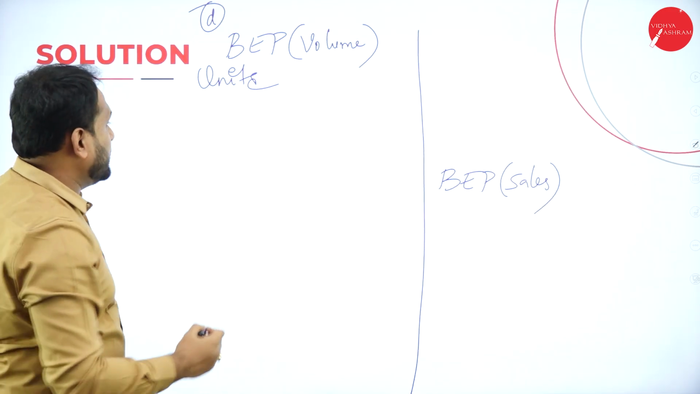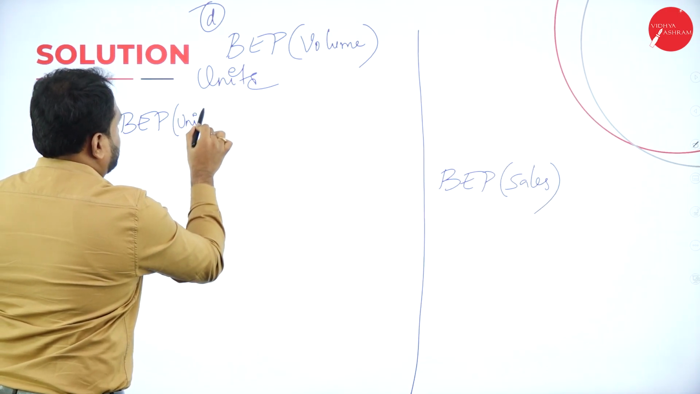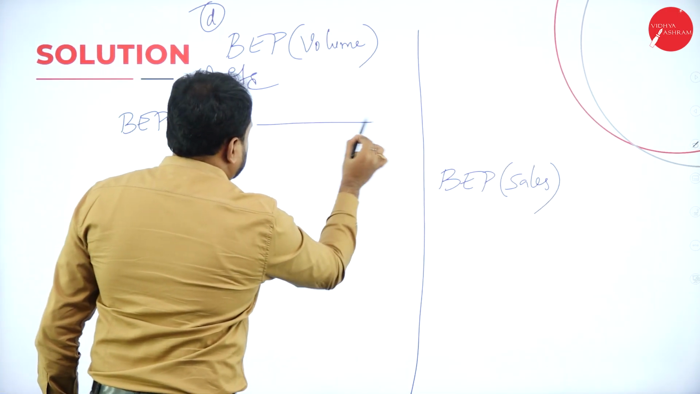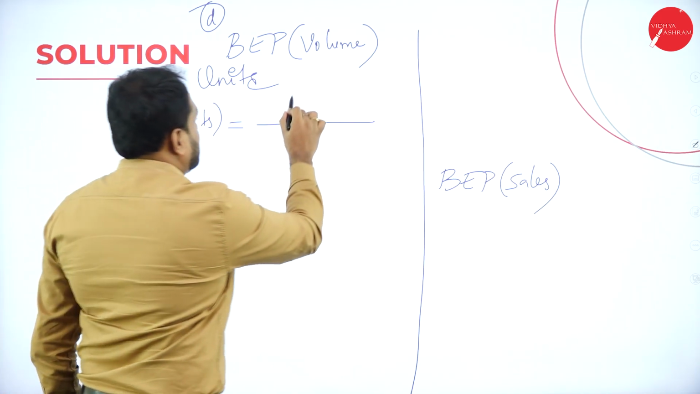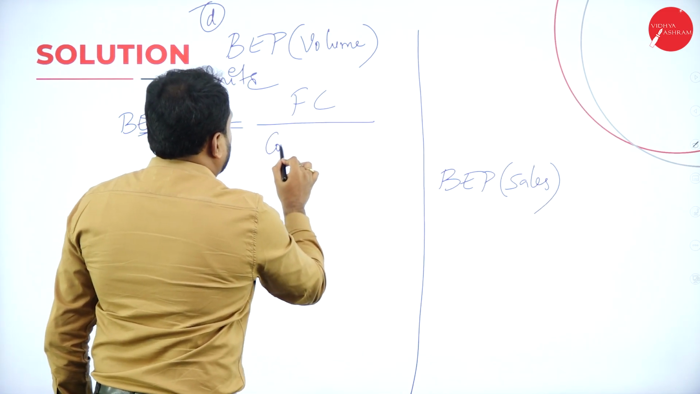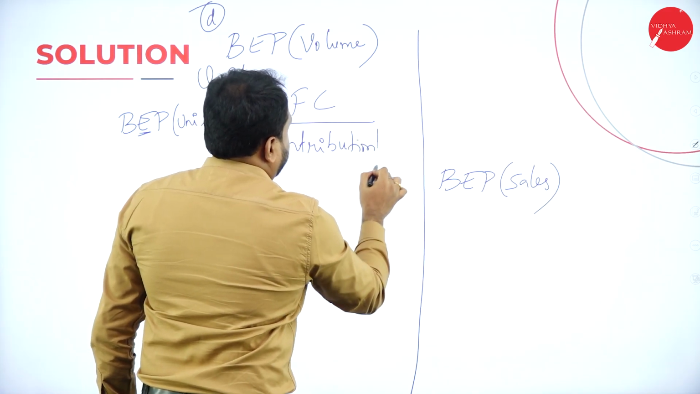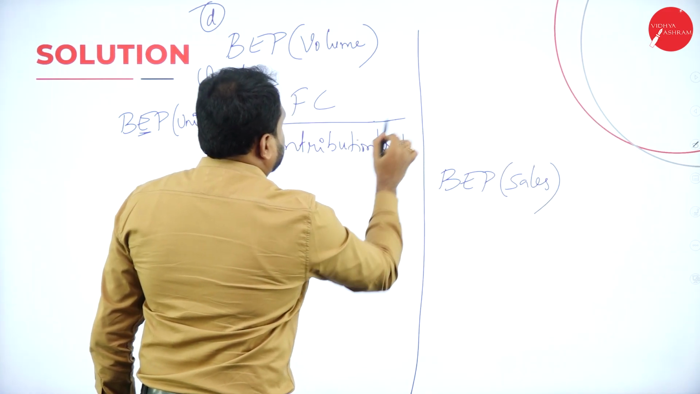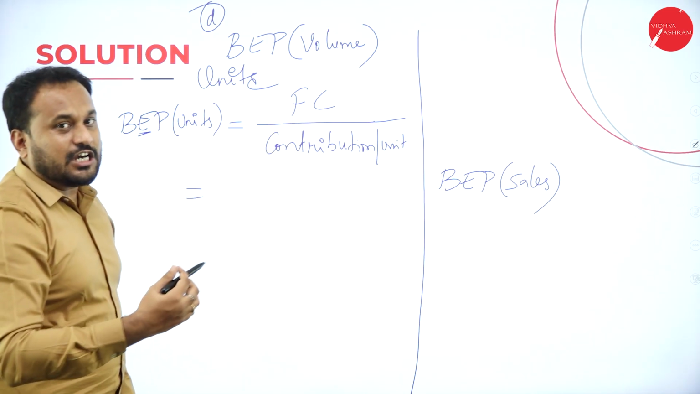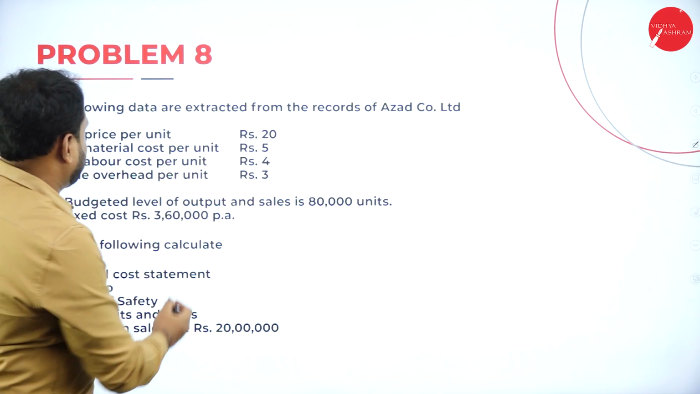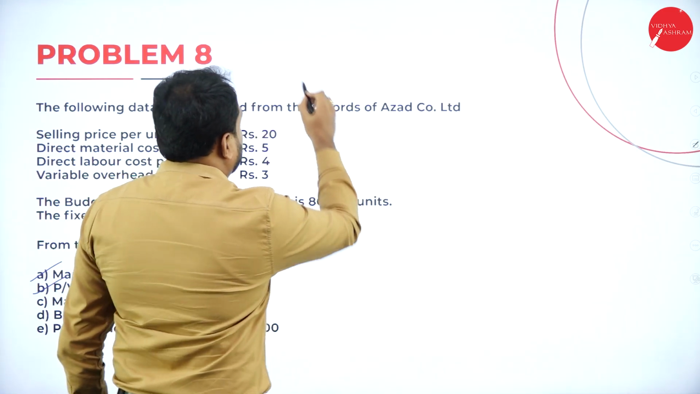Now what is this BEP formula? BEP in units is equal to, after E comes F, F in the sense fixed cost. So fixed cost divided by contribution per unit. Now what is the fixed cost here? Fixed cost they have given is 3,60,000. Now here only I'll show you the contribution, how to go with contribution.